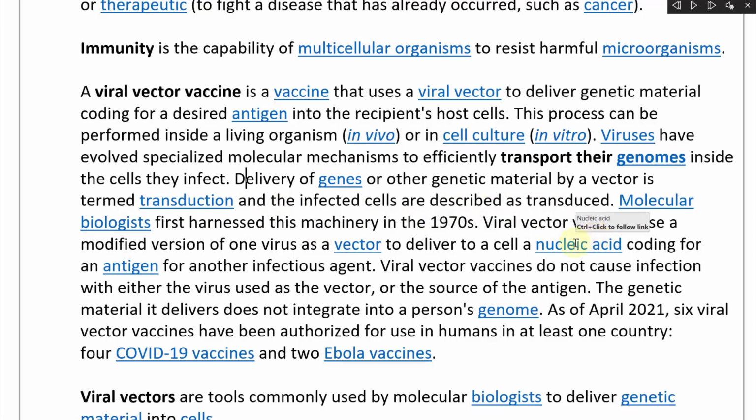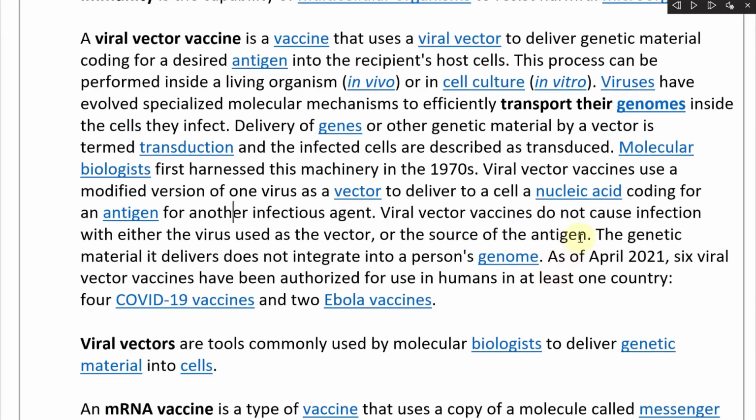Molecular biologists first harnessed this machinery in the 1970s. Viral vector vaccines use a modified version of one virus as a vector to deliver to a cell a nucleic acid coding for an antigen for another infectious agent. So you take one virus and use it as a vector to deliver the genetic material coding for an antigen for another infectious agent. You're using a weakened or modified one to deliver genetic material from another virus. Very interesting.